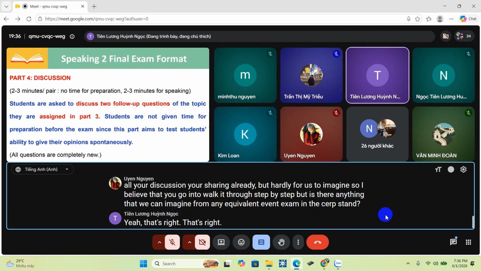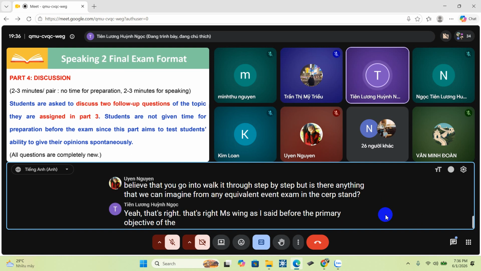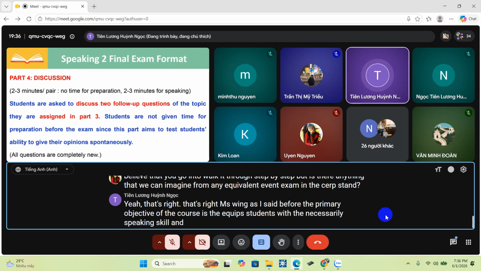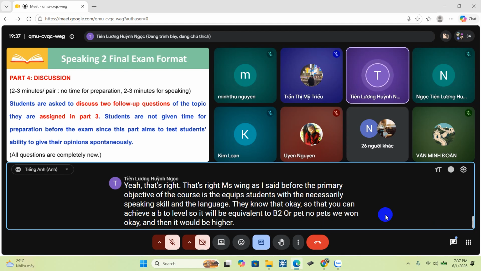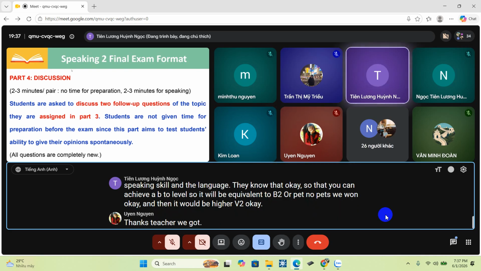That's right, Miss Uyên. As I said before, the primary objective of the course is to equip students with the necessary speaking skills and linguistic knowledge, so that you can achieve a B2 level. So it will be equivalent to B2 for PET. No, PET is B1. And then it could be higher, B2. Okay. Yeah, thanks, teacher. We got it.